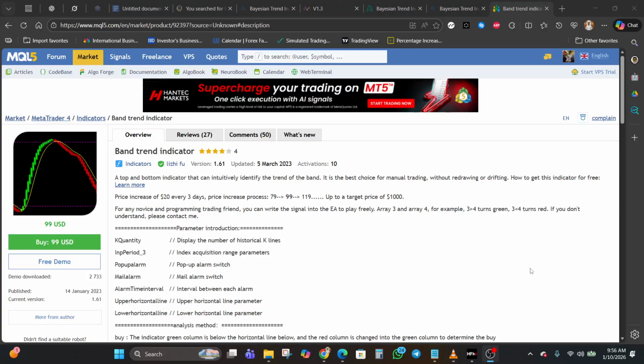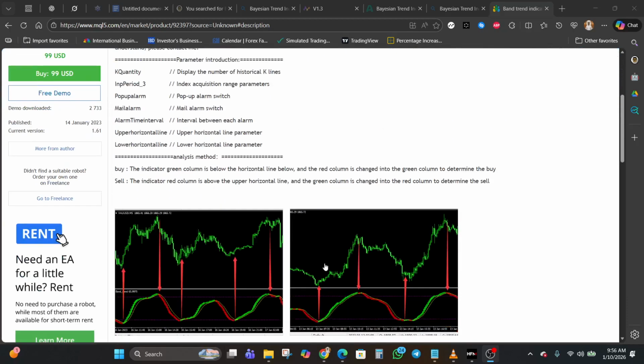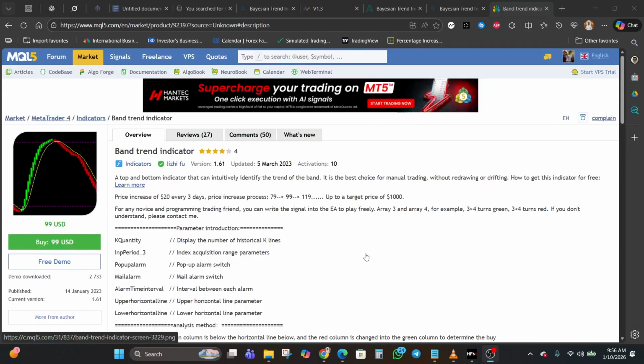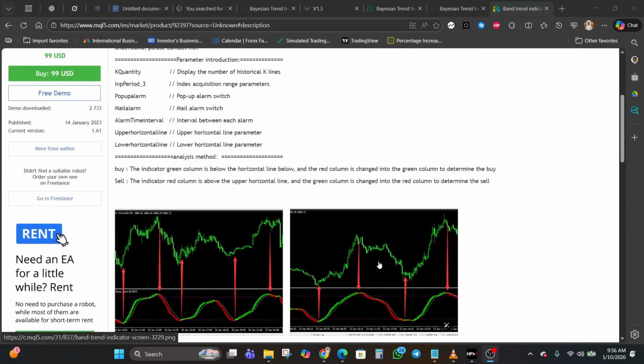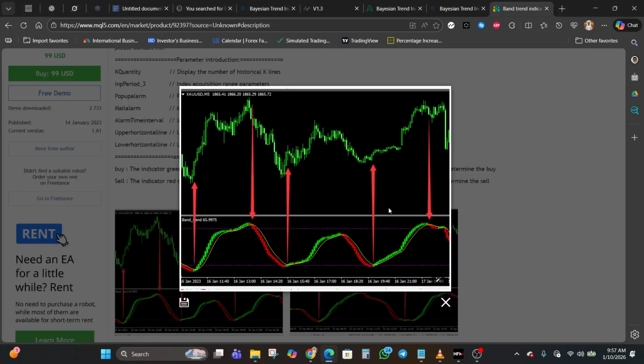So this indicator, as you can see based on the description, helps to identify the trend. And of course, it also helps you determine the prevailing momentum in the market. You can see that the indicator is in a separate indicator window, and it functions with these red and green bars. It looks a little like the Heikin Ashi.